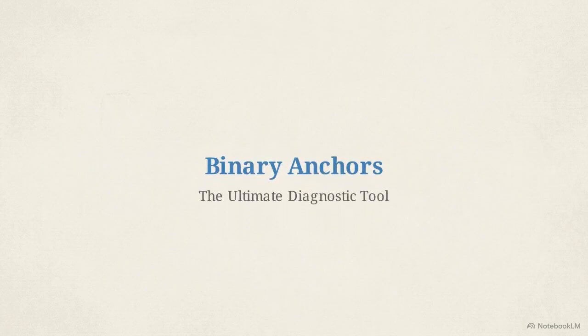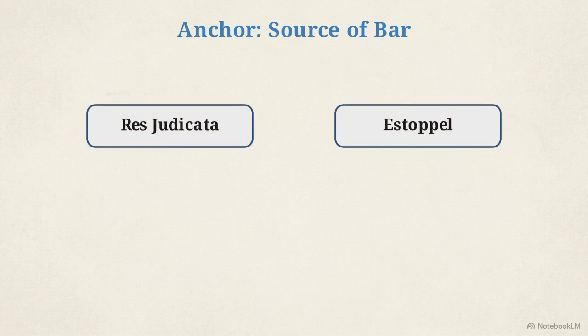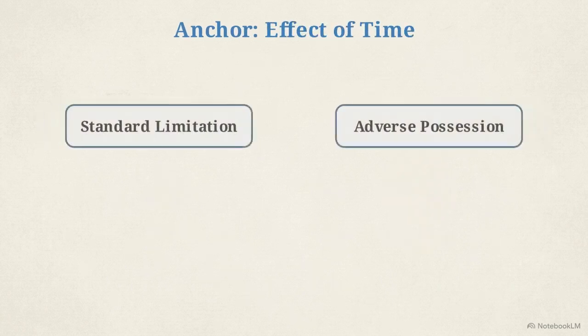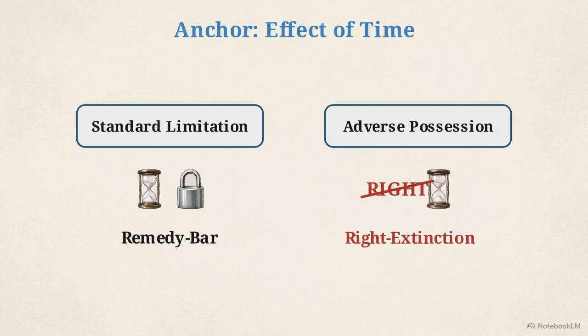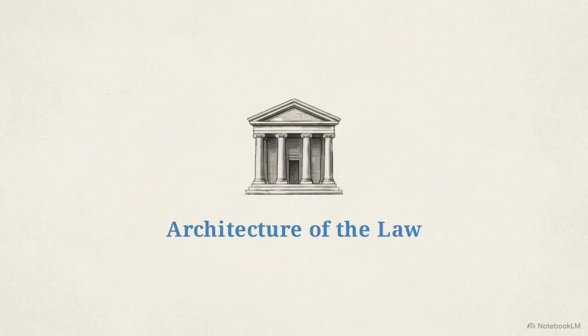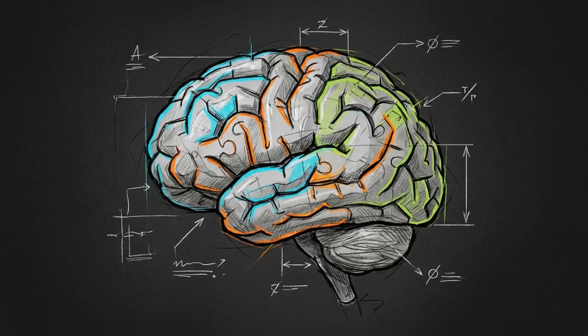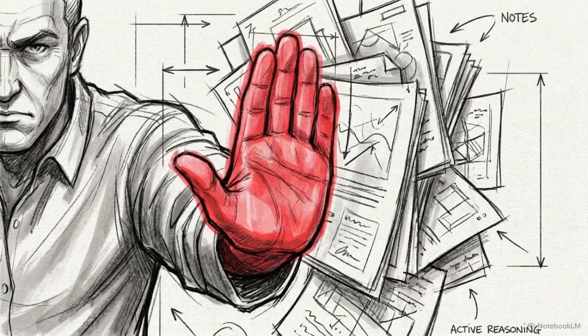For complex procedural overlaps, binary anchors are the ultimate diagnostic tool. Separate res judicata from estoppel by checking the source. Res judicata originates from the court, estoppel from conduct. Categorize time's effect on a case. Standard limitation is a remedy bar, adverse possession a right extinction. Internalizing these specific triggers and conditions provides a reliable structural baseline for complex litigation strategy. By utilizing this algorithmic model, practitioners can instantly diagnose procedural defects, anticipate judicial blocks, and seamlessly navigate the architecture of the law.